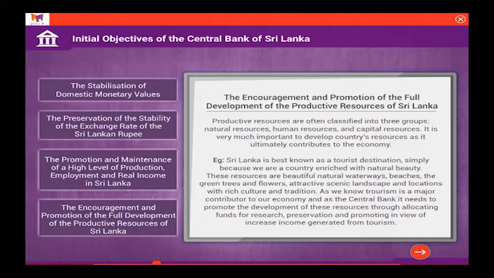These resources are beautiful natural waterways, beaches, the green trees and flowers, attractive scenic landscape, and locations with rich culture and tradition. As we know, tourism is a major contributor to our economy, and the central bank needs to promote the development of these resources through allocating funds for research, preservation, and promoting in view of increasing income generated from tourism.